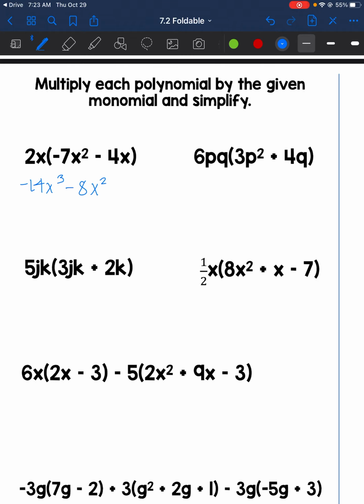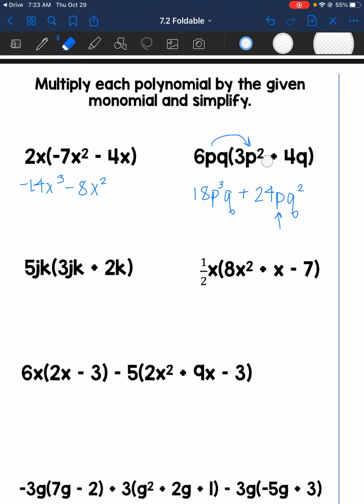All right, moving on to this other one. 6pq times 3p squared is going to be 18p cubed, and then we'll just keep the q there, plus 24pq squared. So notice I still wrote the p first, even though there's no p in here, and then I wrote the q times the q.